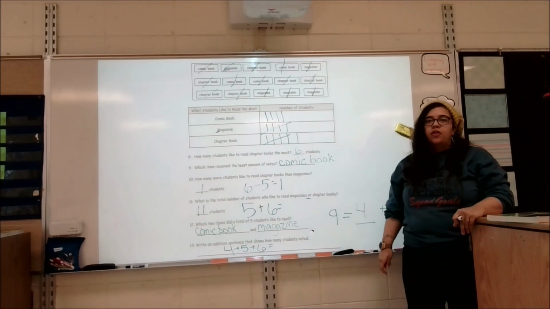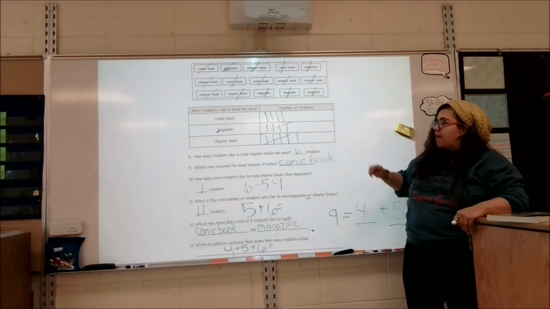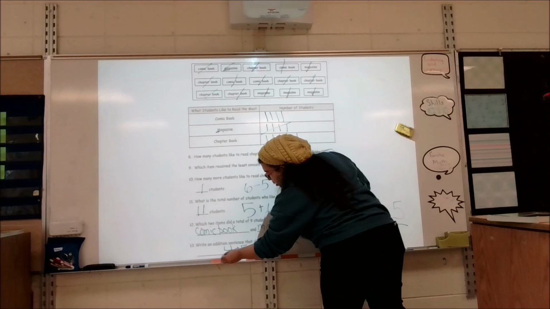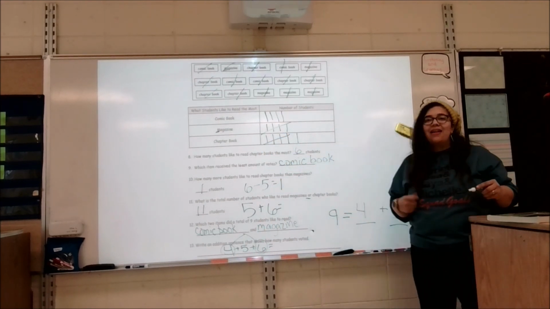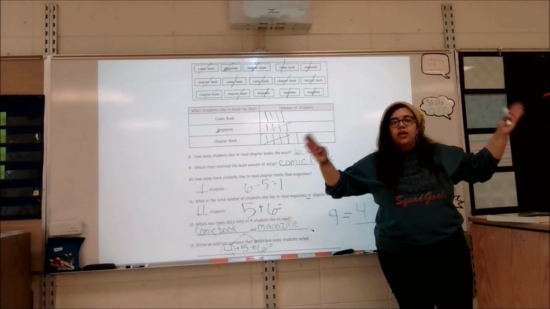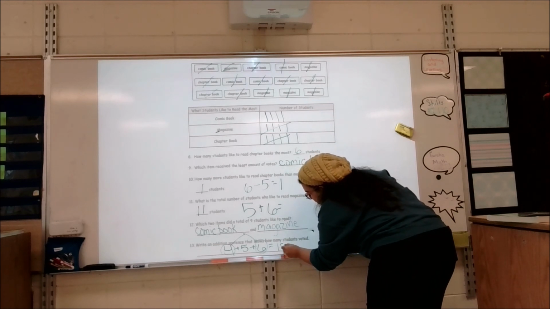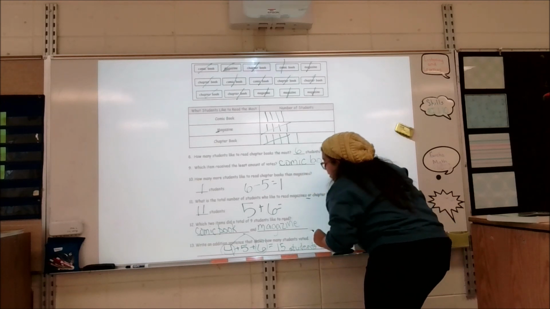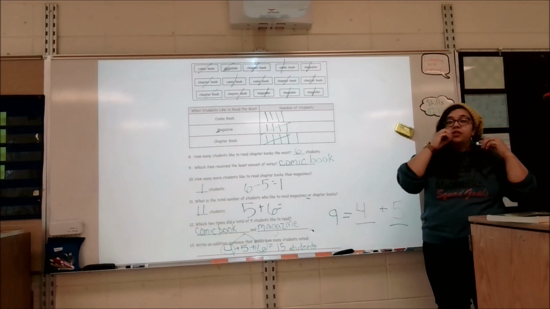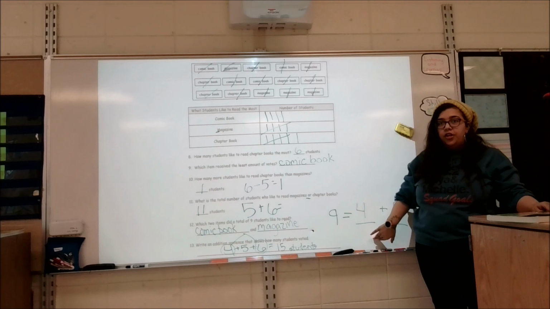Which two can we put together to make a group of 10? Comic books and chapter books. Good. Comic books and chapter books is a group of 10. What is 10 and 5 more? 10 and 5 more is 15. Good. So again, 15 students voted. Collect your data, organize your data, interpret your data.